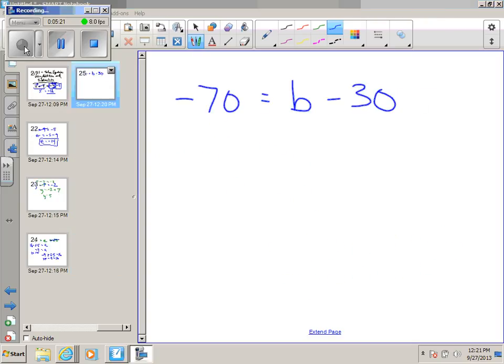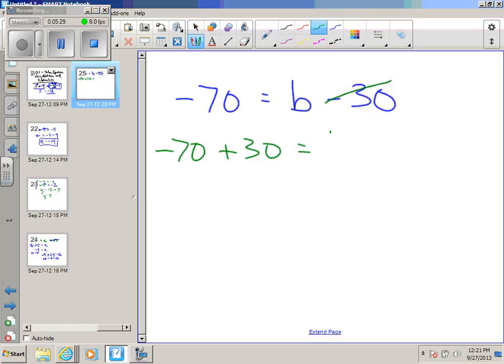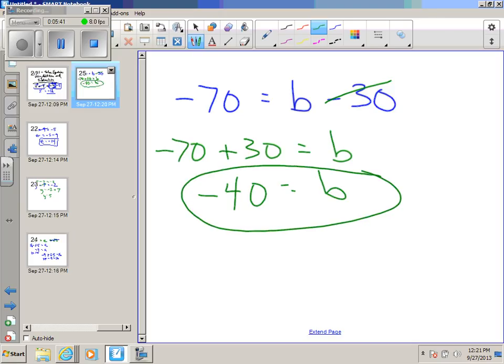What do we need to do? Add 30 to both sides. So a negative 70, adding 30. If I start at negative 70, go 30 places, negative 40 equals b. That's how it's supposed to be written. It's fine. Negative 40 is what we're looking for.